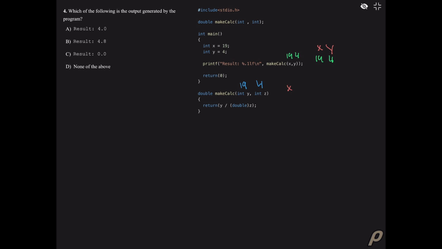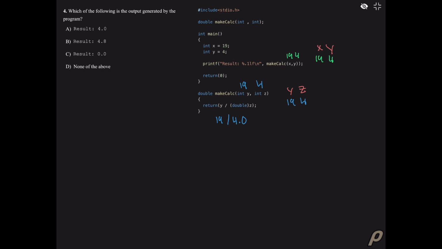So we want to keep track of our y and z, because that's what the variables are in this scope. And our y is 19, and our z is 4. So then we got to do our quick calculations here. So we have 19 divided by, and then we see this double here. Now what does that mean? This means we're doing an explicit type conversion, which means we're converting this to a double. And if you look at your order of operations sheet, this will occur before the division occurs. So that means this z is going to be a 4.0.